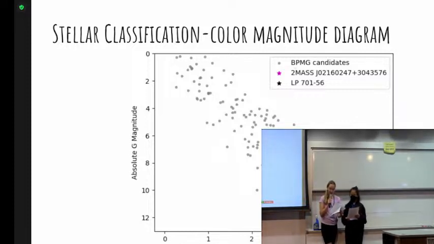The rest of the points on this graph are similar stars of this same association as the other two. We can see here that the binary star is on the brighter side of the main sequence.